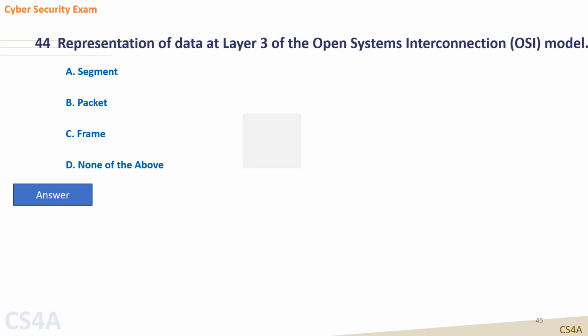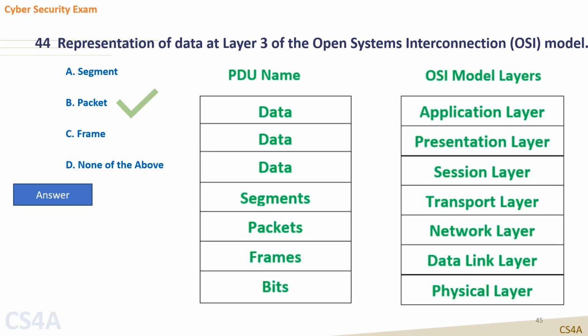So here the question is, representation of data at layer 3 of the OSI, Open Systems Interconnection model. Representation of data means the protocol data unit of that layer 3. So what is it called: segment, packet, frame, or none of the above? The layer 3 protocol data unit is packet. B is the answer. You can refer to this diagram, which gives the OSI model level and the corresponding protocol data unit. So please make note of this, as you might get questions related to this.